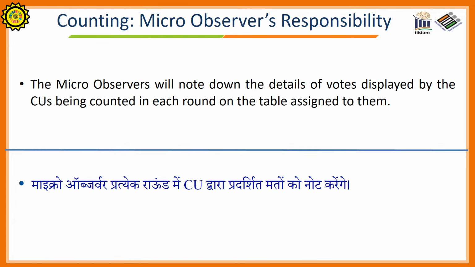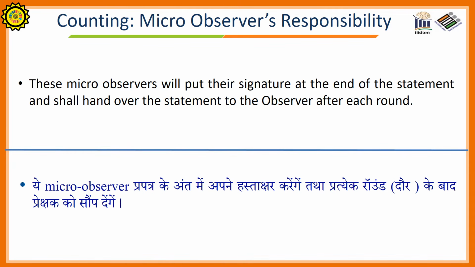The micro observer will note down the details of votes displayed by the control unit being counted in each round on the table assigned to them. These micro observers will put their signature at the end of the statement and shall hand over the statement to the observer after each round.